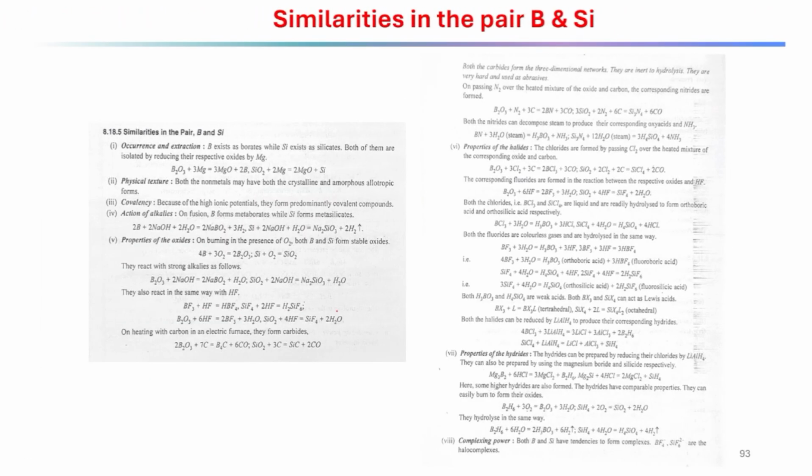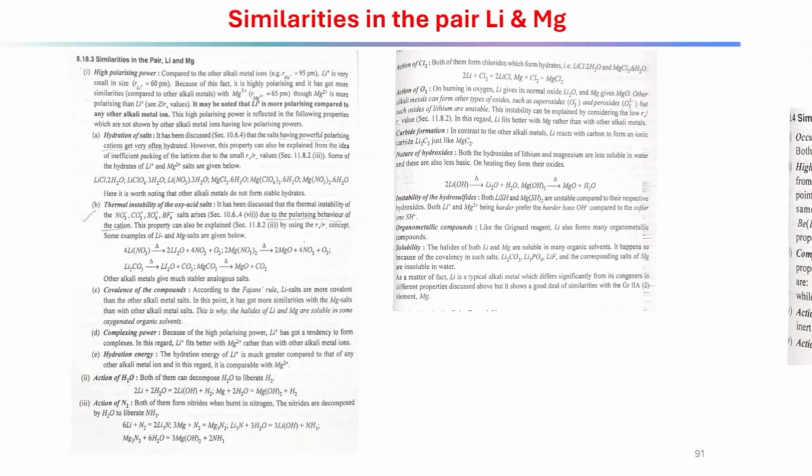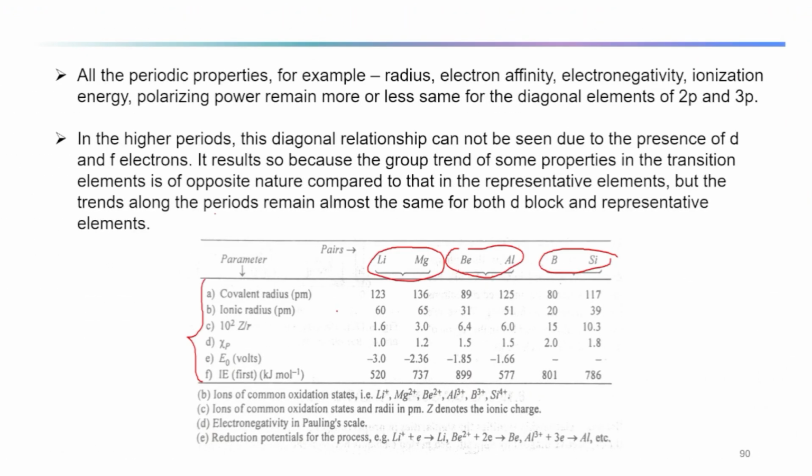And here are some similarities in the pair of boron and silicon. So if you are interested, you can pause the video, take a screenshot, and then go through this data. Yeah. So there are multiple properties that are similar between these pairs, or the elements which are showing diagonal relationships: lithium, magnesium, beryllium, aluminum, and boron, silicon.